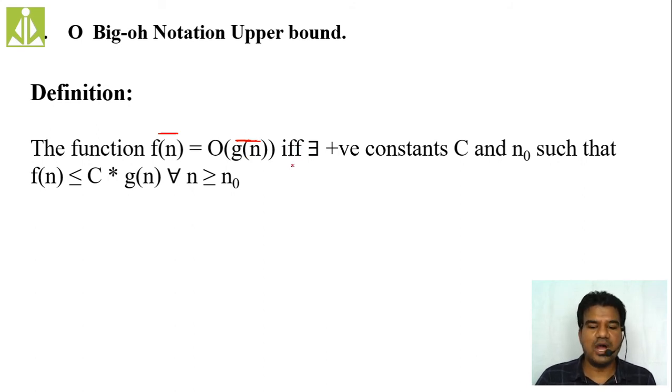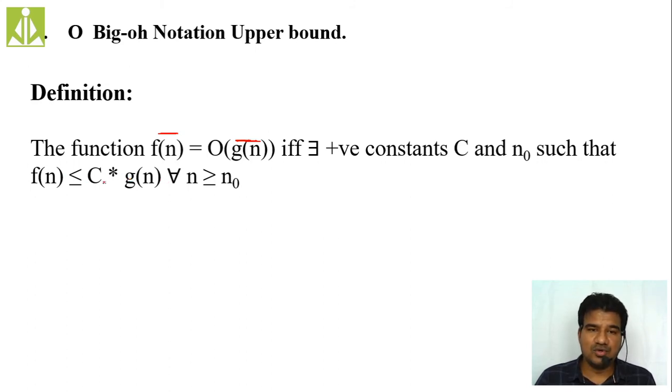This IFF, how do you have to read it? If and only if there exist. This symbol we call as there exist. If and only if there exist positive constants c and n0, such that we can write f of n is less than or equal to, because we said upper bound, so this entire thing must go in upper bound, so less than or equal to c multiplied with g of n.